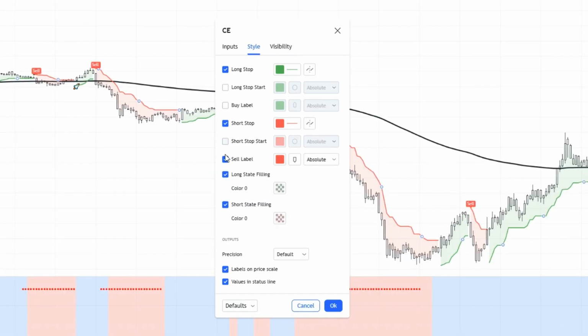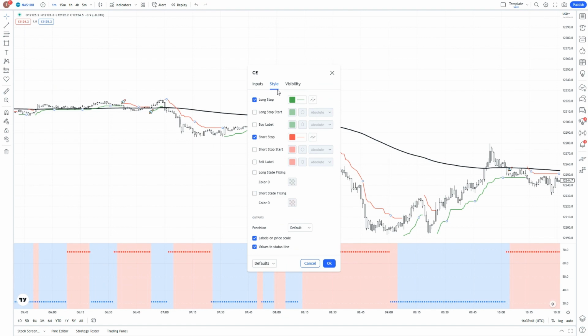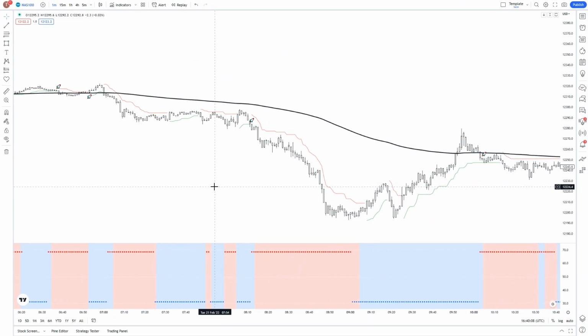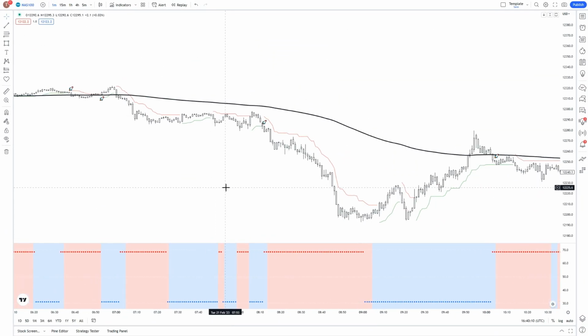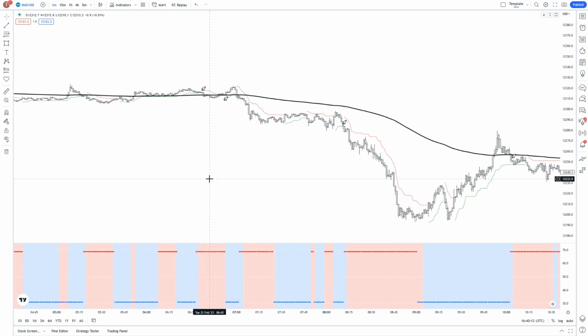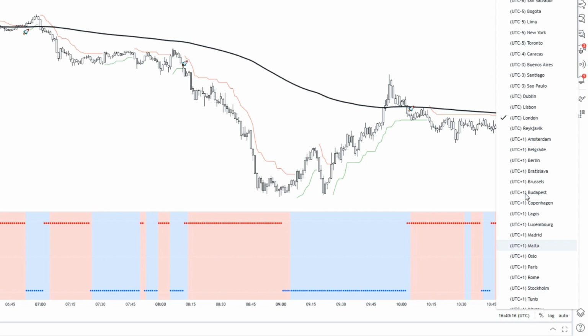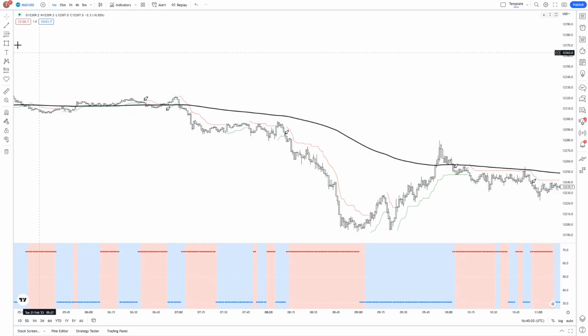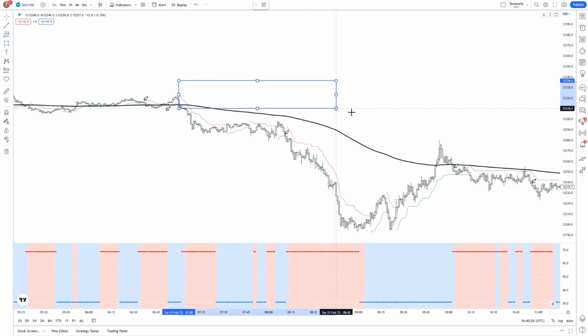Now go back to style and only leave long stop and short stop on. You can change the colors if you like. Now that the strategy is all built and ready, the final piece to the puzzle is the rules we must follow and also when. As you can see, my time zone is UTC London. Rule number 1 for this strategy is we will only be taking trades between the hours of 7 AM and 9 AM UK time. Let's put a box around that so it's easier for you guys to see.